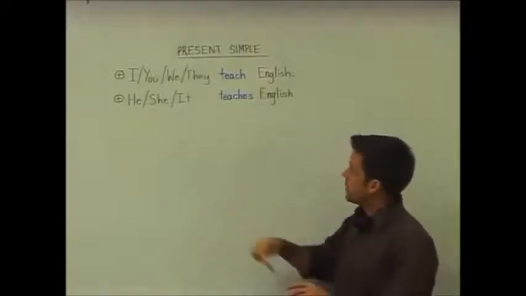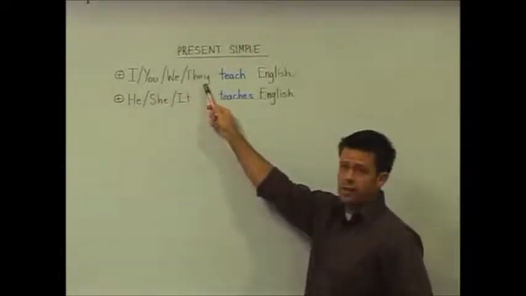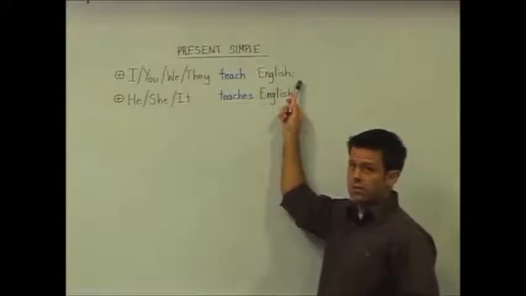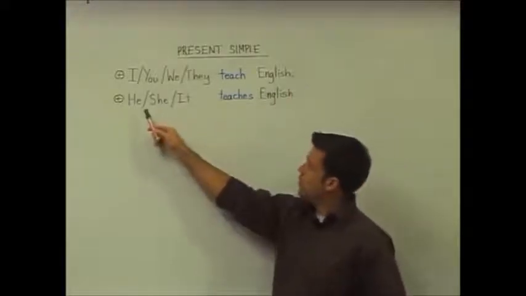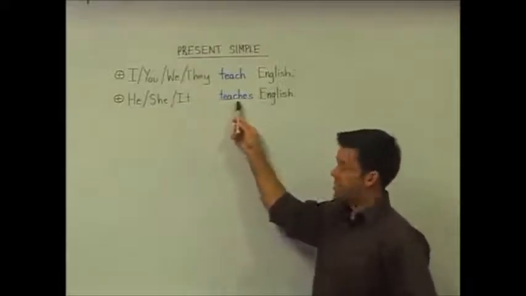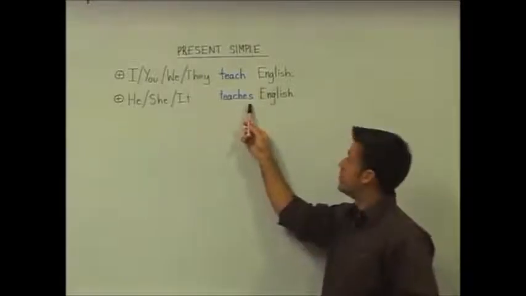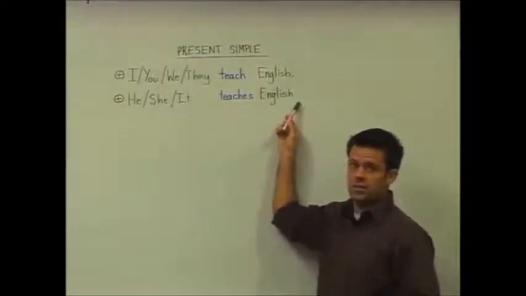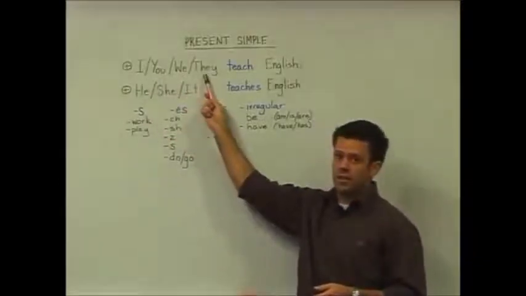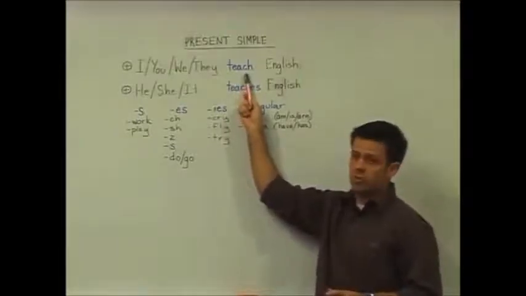tense. Here, we've got our subjects, I, you, we, they, and the base form of the verb, followed by the rest of our sentence. Here, for the he, she, and it subjects, we have to conjugate our verb, and in this case, we've added an es for teaches, followed by the rest of our sentence. With subjects I, you, we, and they, the pattern stays the same throughout. We use the base form of the verb.